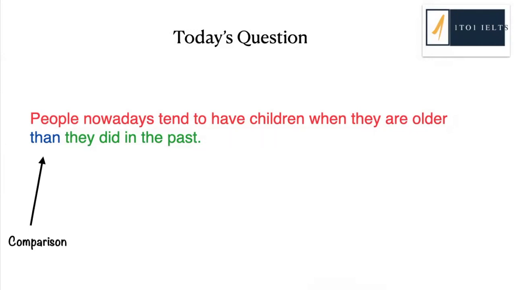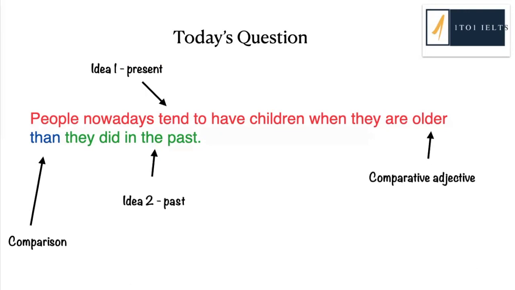The first idea or the first thing that is getting compared I've highlighted in red, and we'll notice that this is present tense. It says people nowadays. That's right now. People nowadays tend to have children. Okay, so it's talking about children when they are older than they did in the past. So we're comparing the present to the past. And we have a comparative adjective, and it's really important that we recognize our comparative adjective for this technique.